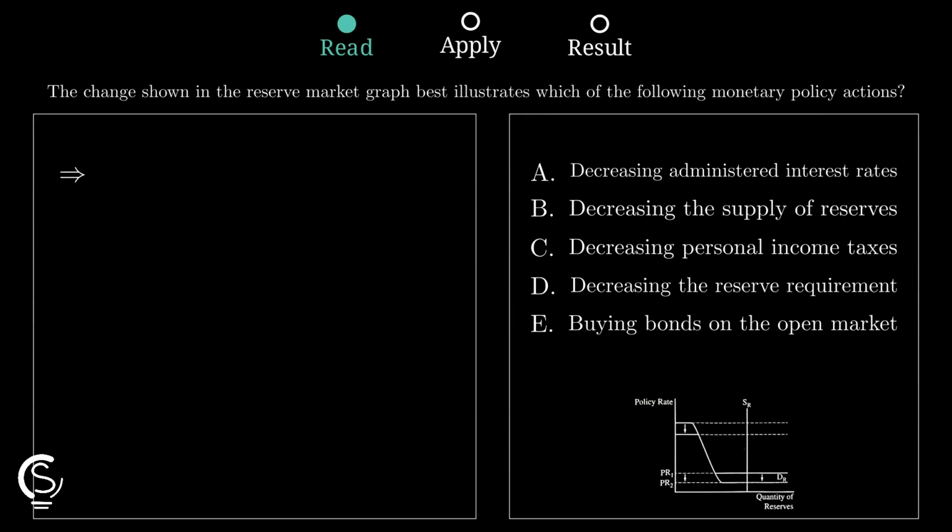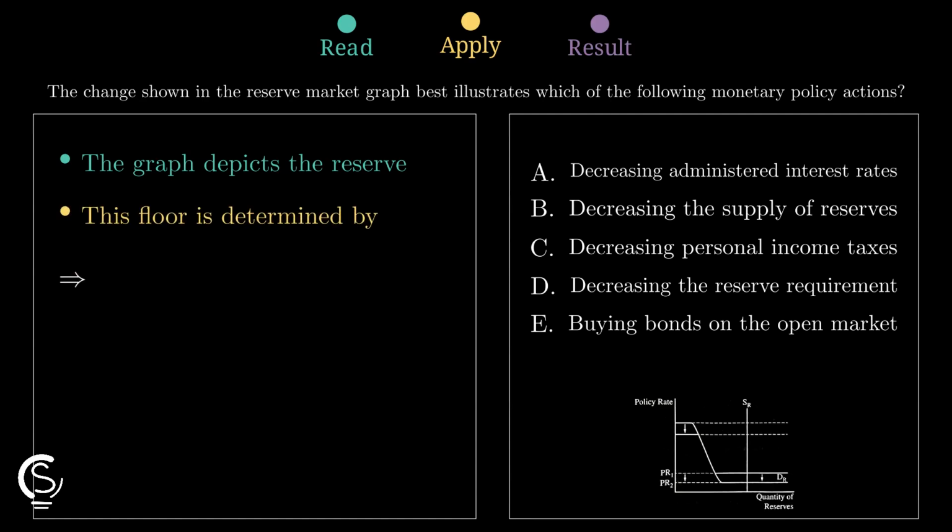This represents the floor where the policy rate is set by the central bank's administered interest rates. When that horizontal demand curve shifts downward, it directly shows a decrease in those administered rates. This specific movement is a classic signal of an expansionary monetary policy shift in action. With a constant supply curve and a lower demand floor, option A is the only logical choice for this specific market change.